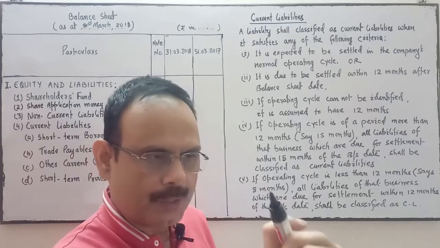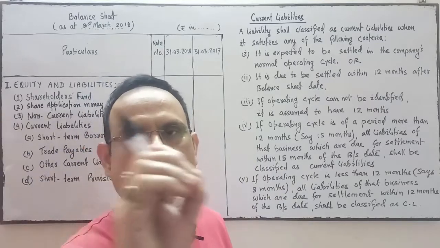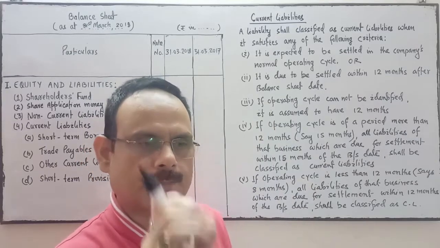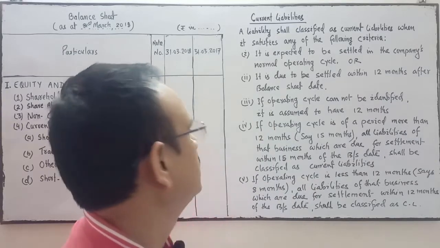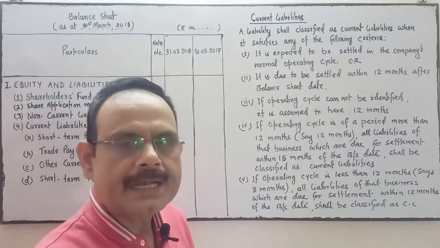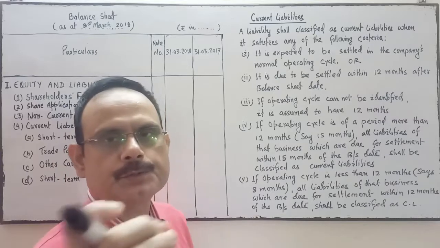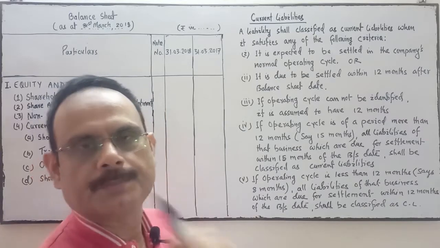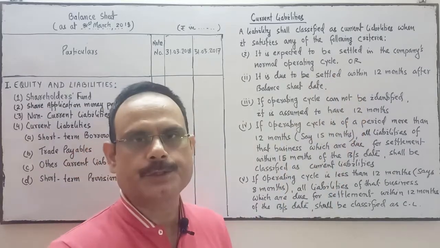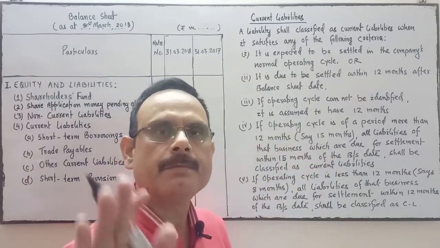The balance sheet which is reported from that date, within the 12 months, that will be paid by the company. Company is liable to pay that amount within the 12 months of the balance sheet. Third point is very important. If the operating cycle cannot be identified in any company, then 12 months will be taken as the maximum period. So if operating cycle cannot be identified, it is assumed to have 12 months.